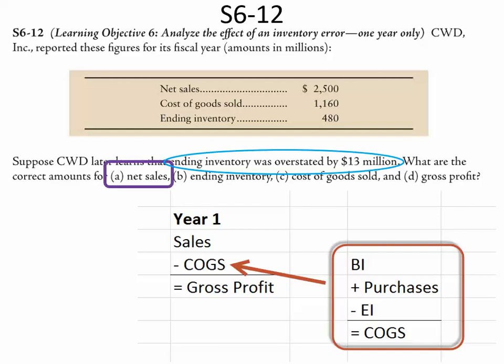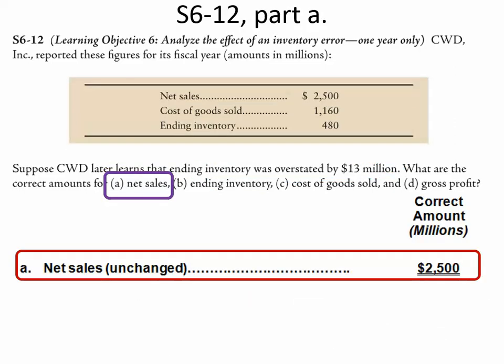So the first question is, what are the correct amounts for net sales? Well, net sales is not impacted by ending inventory. Look at that. Sales does not get impacted by ending inventory, so we would say that net sales is unchanged by an ending inventory error. But let's go on to B now.